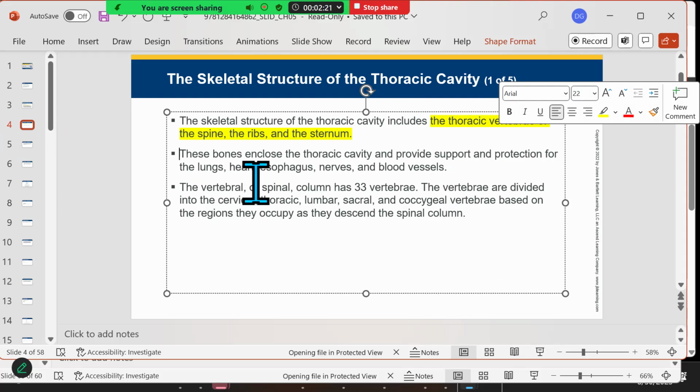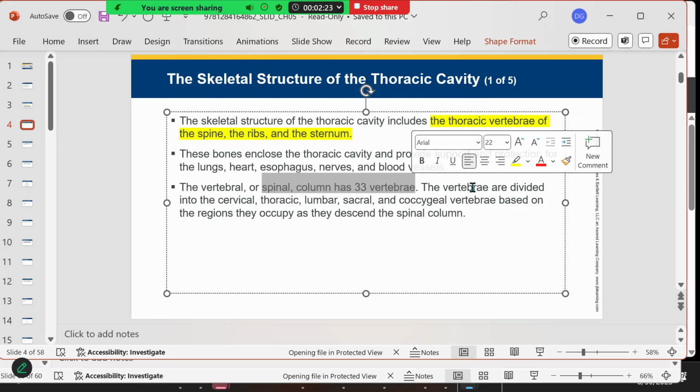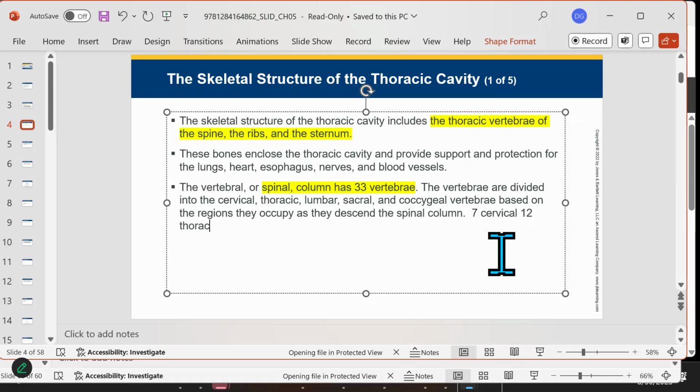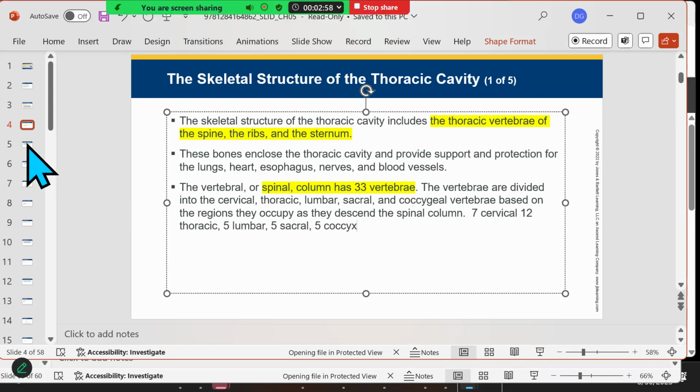The spinal column has 33 vertebrae: 7, 12, 5, 5, 4. I remember this from my own days of training. 7 cervical, 12 thoracic, 5 lumbar, 5 sacral, and then 5 comprising the coccyx or the tailbone. So there we go, adding up to 33.